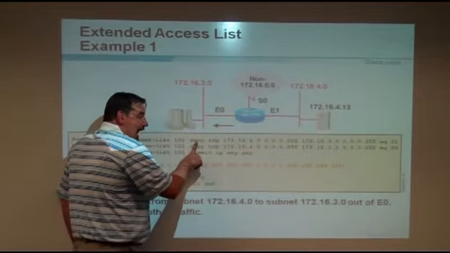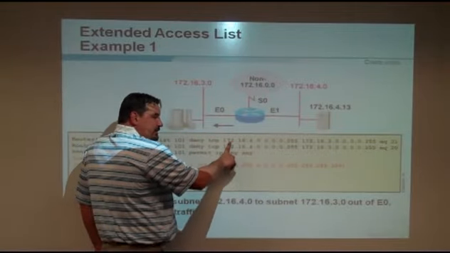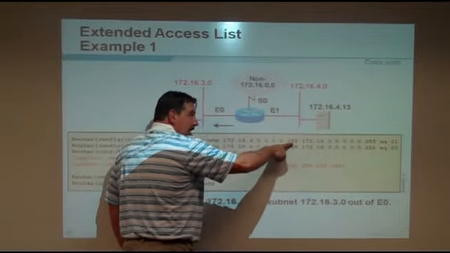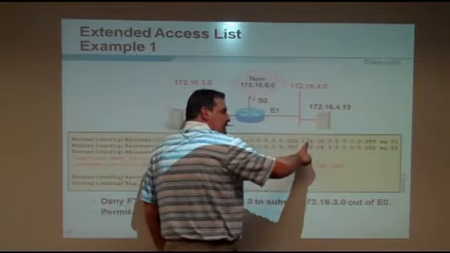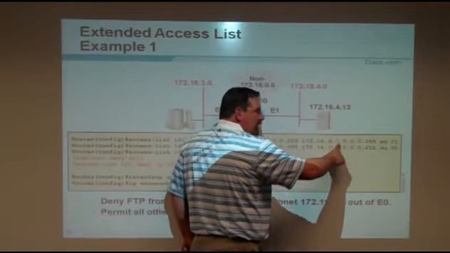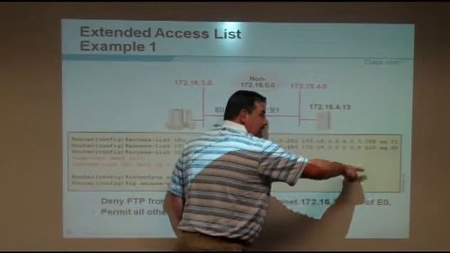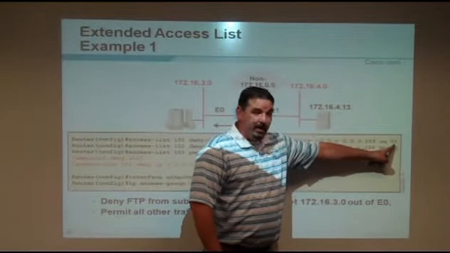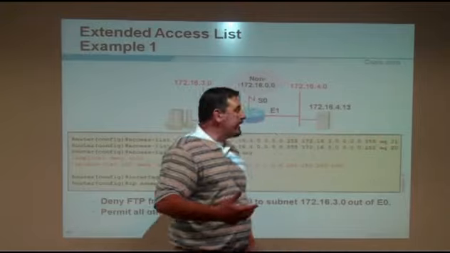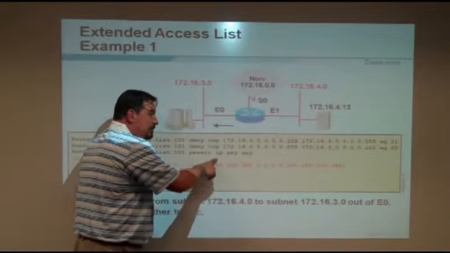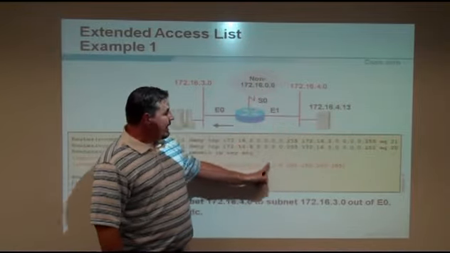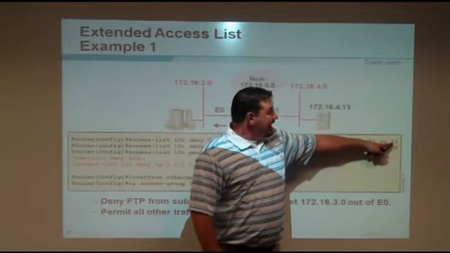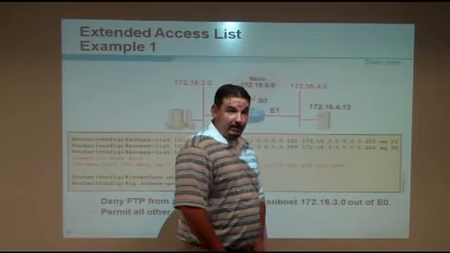They show we're denying TCP traffic from the 172.16.4.0 subnet with a 0.0.0.255 wildcard mask, so the entire subnet, to the 172.16.3.0 network with a 0.0.0.255 wildcard mask, meaning this whole subnet out over here, if it equals port number 21. Okay, so FTP traffic. We're also denying TCP traffic from the 172.16.4 network to the 172.16.3 network if it equals port number 20. Again, you've got FTP and FTP data that we're actually sending back and forth.